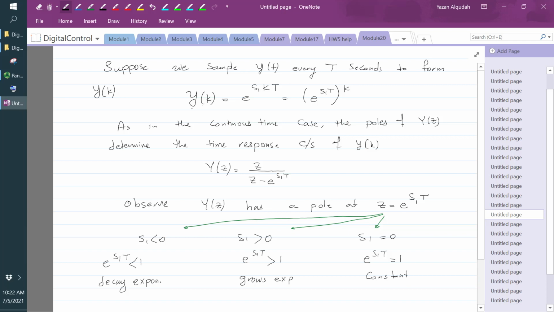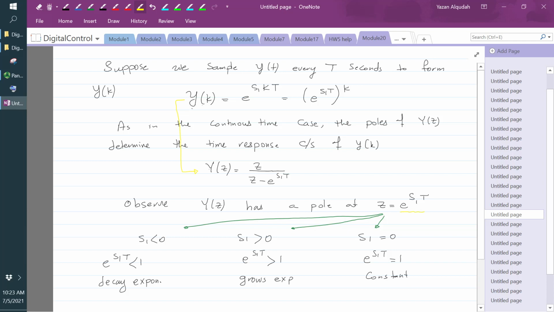Now, as in the continuous time case, the poles of Y(z) will determine the time response characteristics of y(k). So if I take the z transform of y(k), I'm going to get Y(z). Y(z) is going to equal z over z minus e to the s1 T. a to the k is going to be z over z minus a.